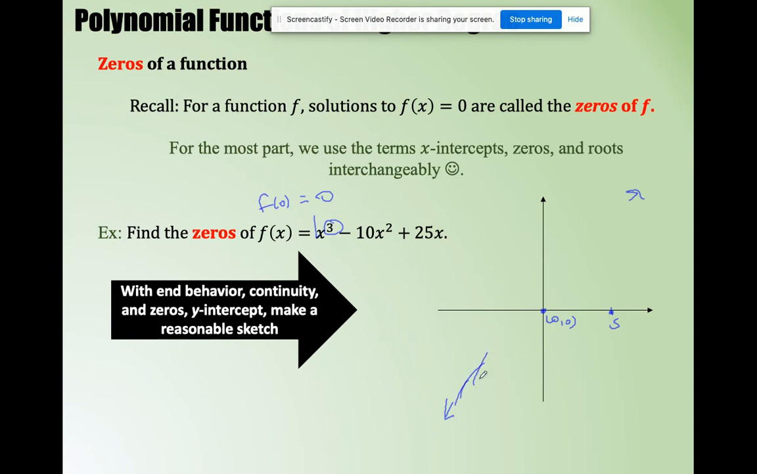Because this function is continuous, I know I have to come up here through 0. I have to come down because I have to hit that 5. And then I can't go back down again because I don't have another x-intercept, so I have to turn around right here on the axis and swoosh back up. Right? That might be a terrible picture, but it's got the right end behavior, the right x and y intercepts, the right number of turning points.